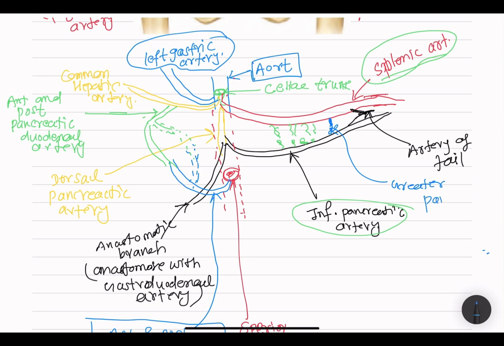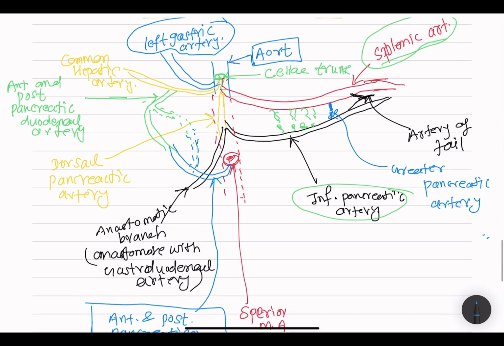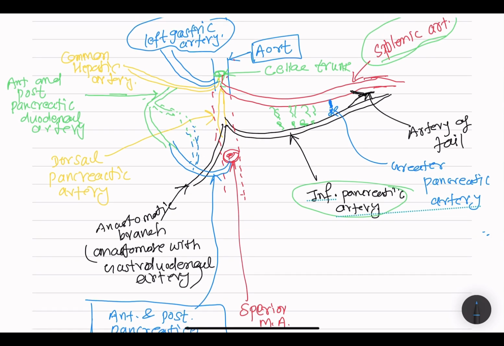Greater pancreatic artery. Sometimes they will ask which arteries anastomose and form the greater pancreatic artery. So which one? The branch of the splenic artery and some branch of the inferior pancreatic artery combine and form the greater pancreatic artery. So we have to just remember this flow, so it will be easy to understand about the artery and vein.